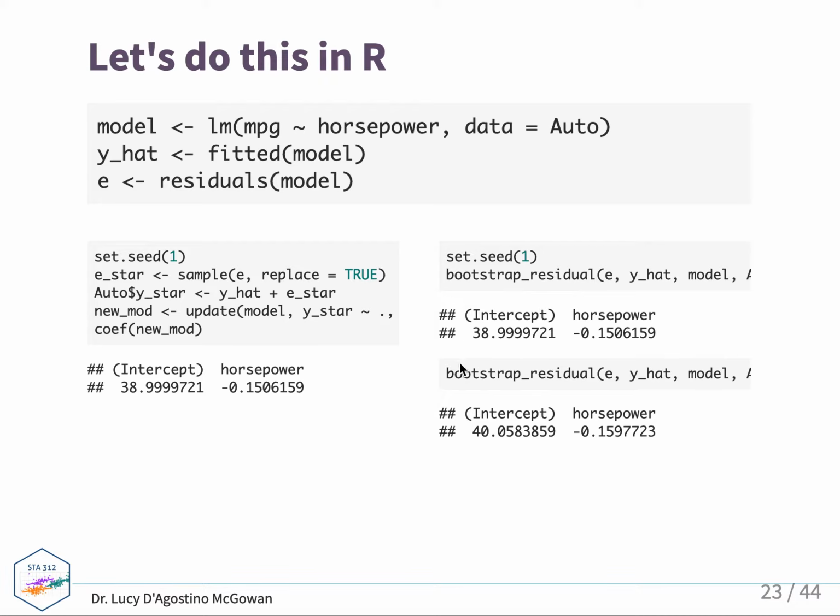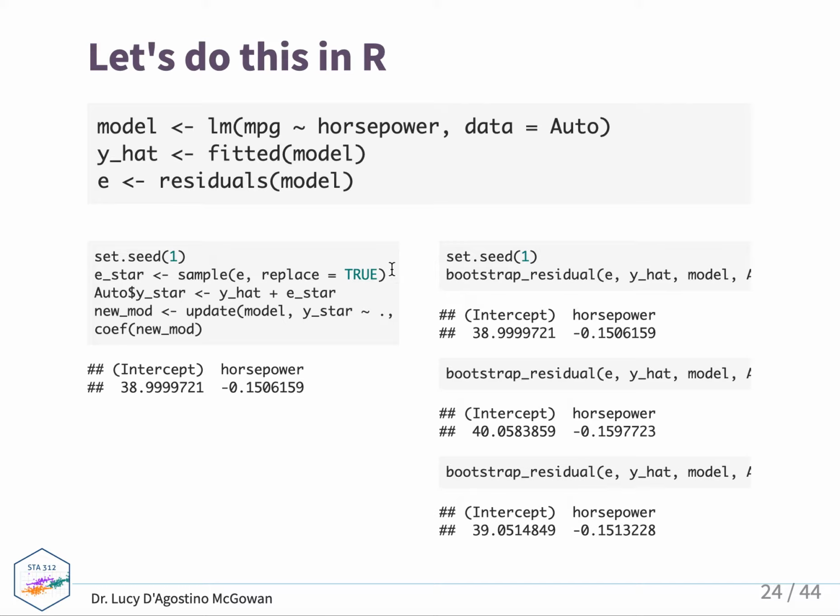But when I run subsequent calls of bootstrap_residual, instead of having to rewrite all of this code every time, I can just run it again with the exact same arguments, and I'll get slightly different answers. The second time I run it, my bootstrap coefficient for the intercept is 40, and my bootstrap coefficient for beta hat 1 is negative 0.1597723, which is slightly different than it was the first time. And when I run it a third time, I end up with a slightly different result again. Every time I run this, I get a slightly different result, which is exactly what we want because we're trying to get a distribution across these different coefficients.